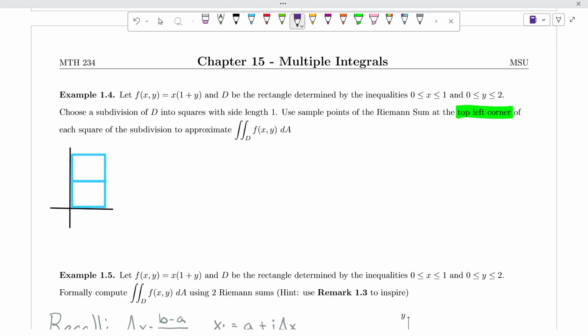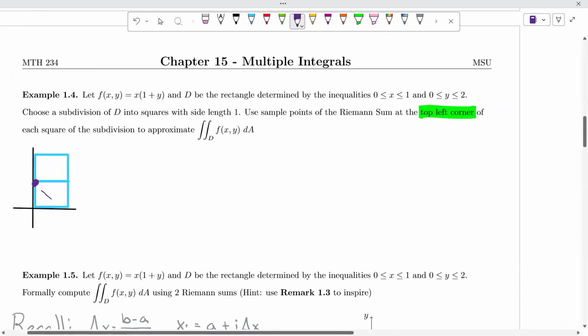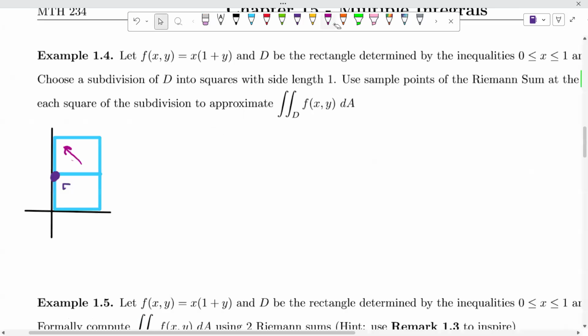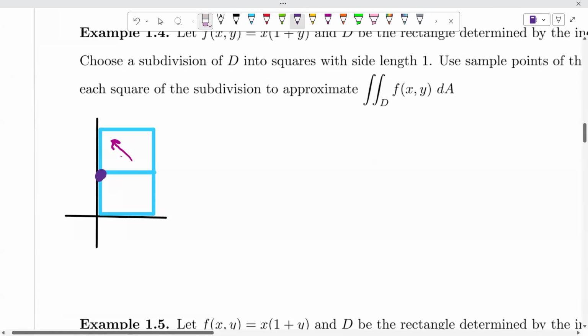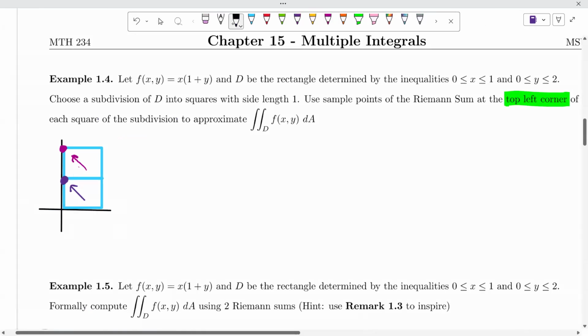And if I look at their upper left corners, upper left would be right here, right? Upper left is there, and upper left is there. Maybe I should just zoom in. Yeah, there we go. All right, fine. We can do it that way. So those are my two upper left corners, and I just need to go get function values there.